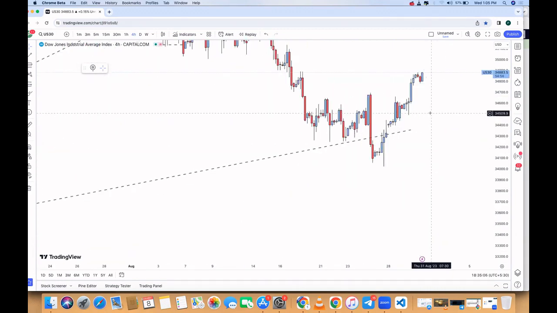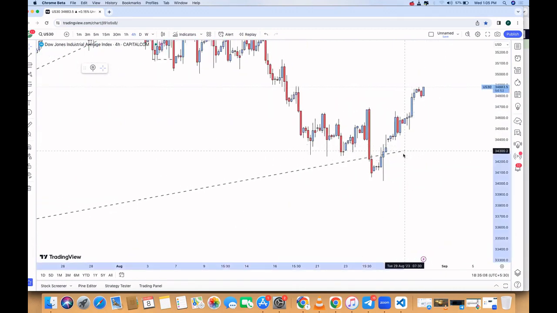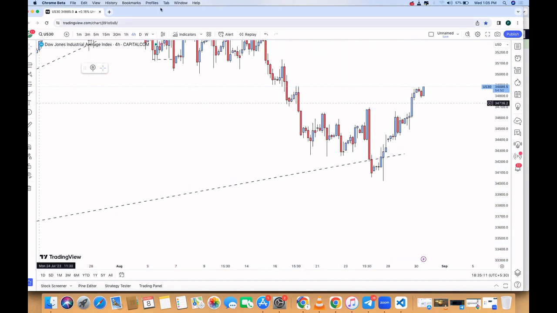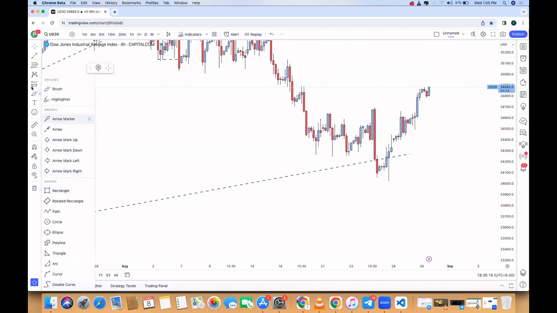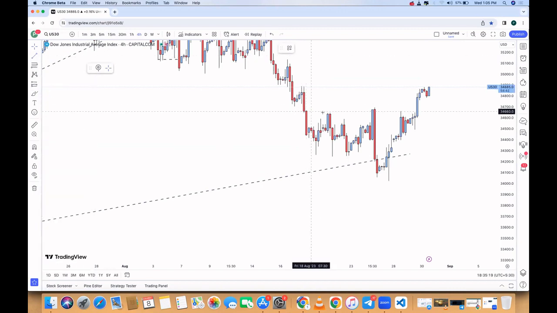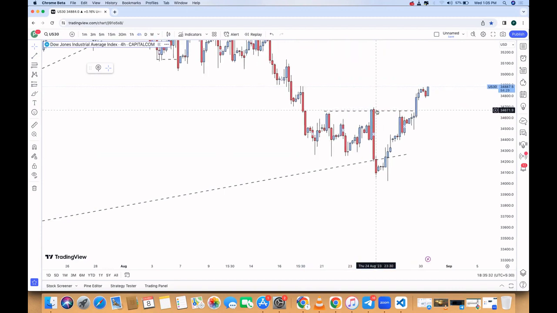The first thing I'd love to say is the price ranged a little bit here. If you check this area here, you see that the market created a structure where the price was bouncing off this, and below here as well, which this candle actually broke.